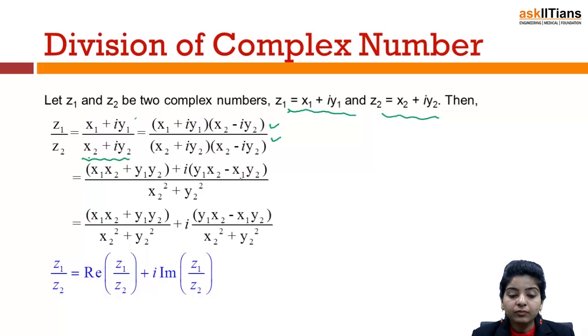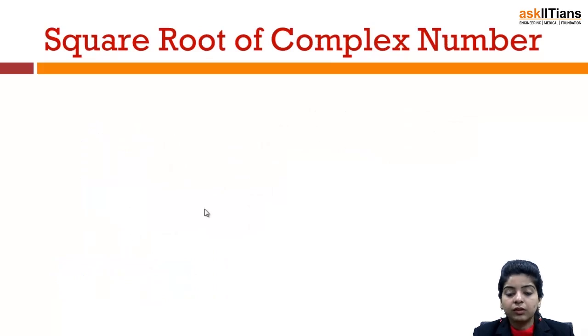upon, again we'll get a minus b, a plus b, so we have a square minus b square, so we have x2 square minus iota square y2 square, again that becomes x2 square plus y2 square. So finally we get this as result. So that means z1 by z2 is real part of z1 by z2 plus iota times imaginary part of z1 by z2. So this is also quite simple.